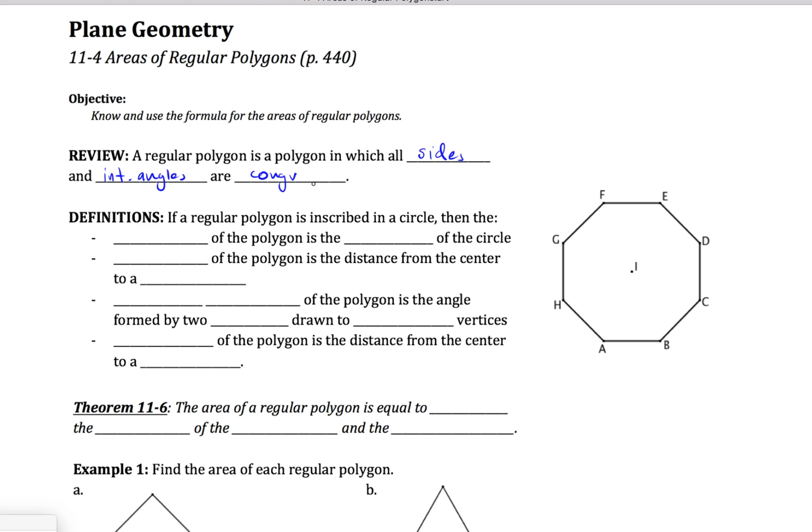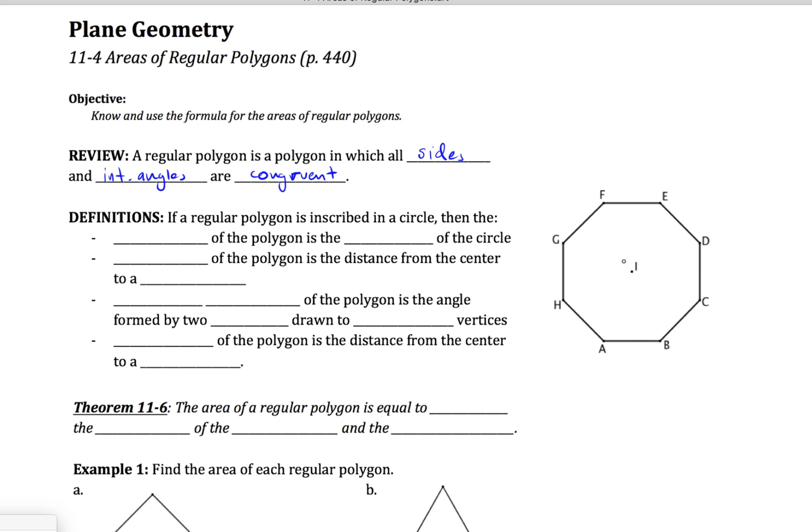Oops, let me try respelling that. Congruent. There we go. So in other words, a regular polygon is both equilateral and equiangular. So there are a number of ways you could find the area of a shape like this. This happens to be an octagon.